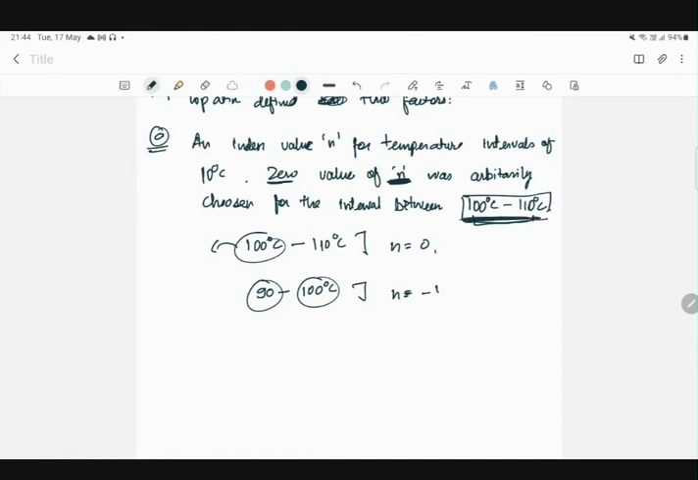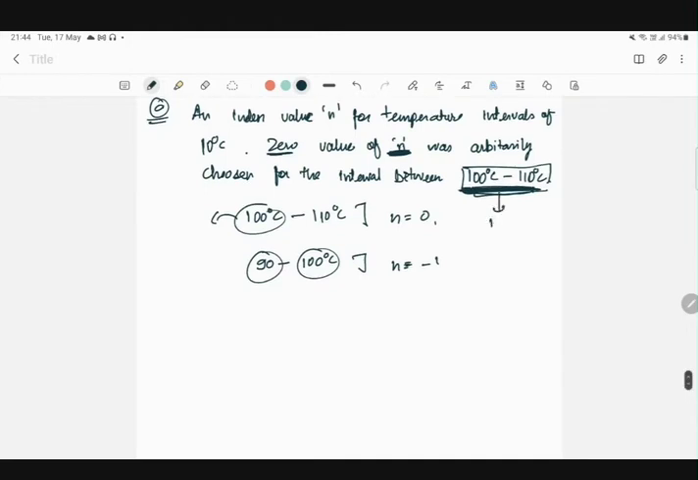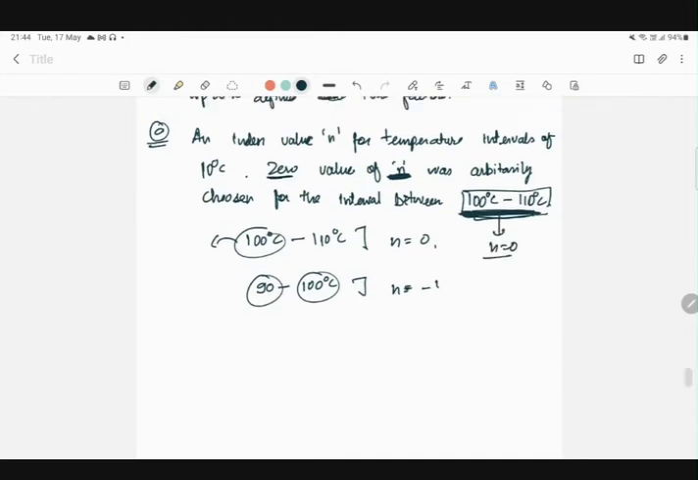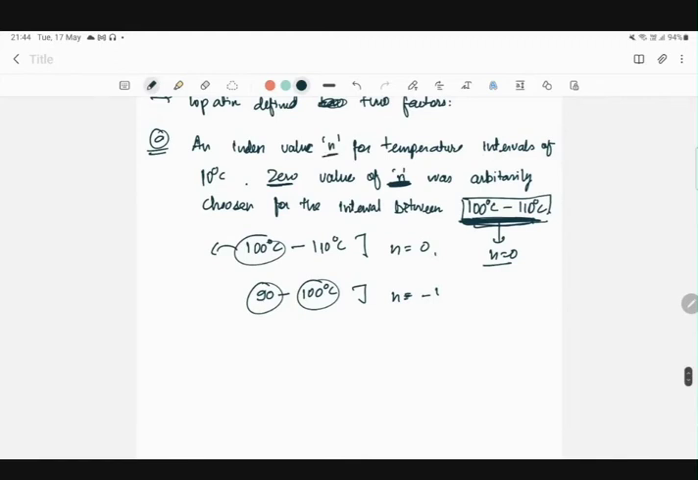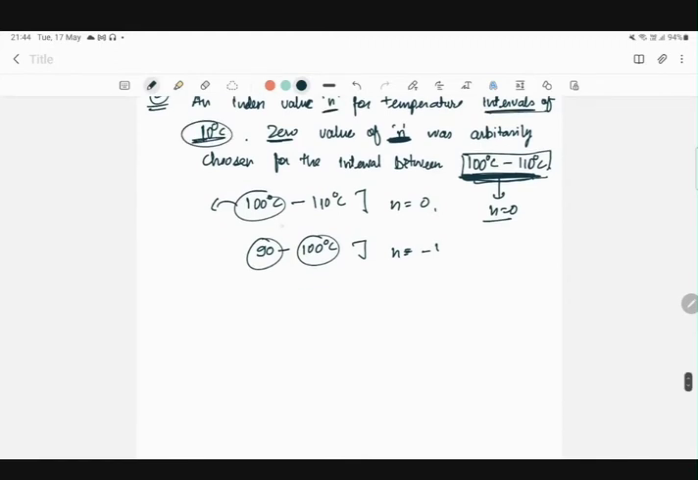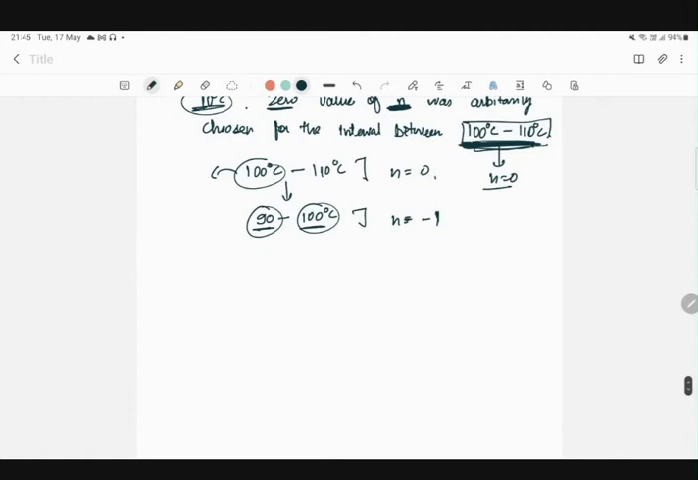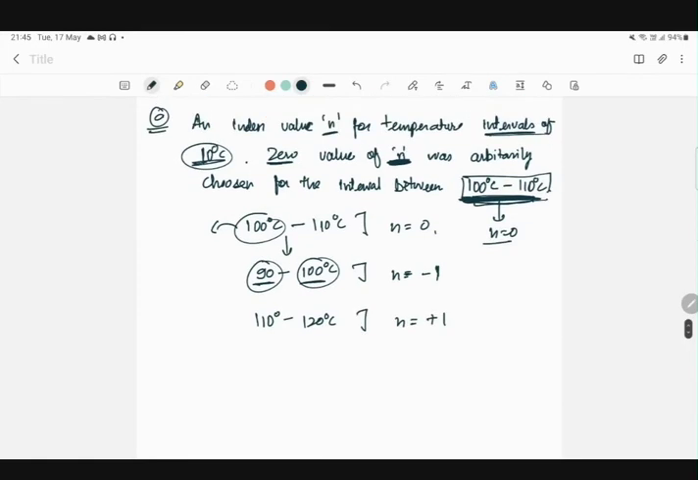For the temperature between 100 degrees Celsius and 110 degrees Celsius, the value of n will be 0, and n will change in intervals of 10 degrees Celsius. So we have decreased the temperature by 10 degrees Celsius here, that is 90 to 100. So the value of n will be -1. If we increase the temperature by 10 degrees Celsius, our range will be 110 to 120 degrees Celsius. So for this, the value of n will be +1. Clear?